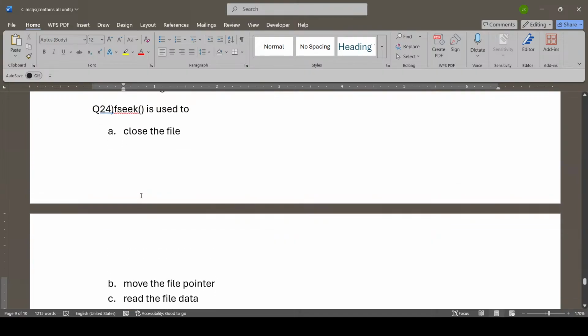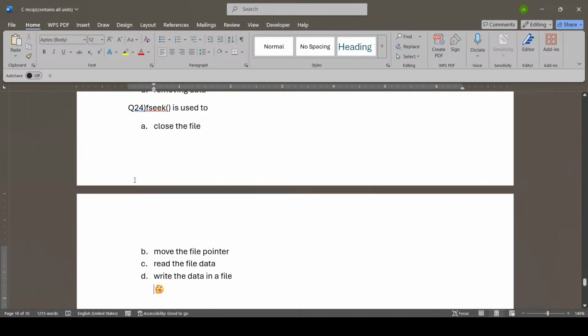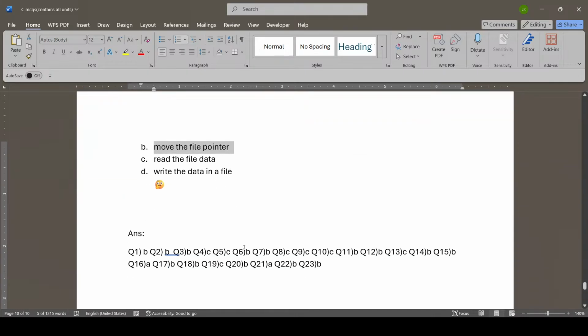Question 24, it's very important. fseek is used to close the file? Obviously not. Read, obviously, determines reading the data from the file. Write is also not the purpose. So we have to use fseek whenever we want to move the file pointer to a particular location. So the answer is B, move the file pointer to a particular location. Question 24, B.